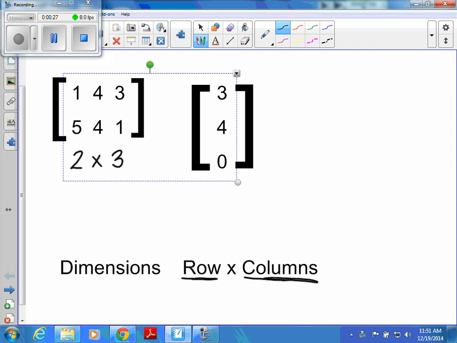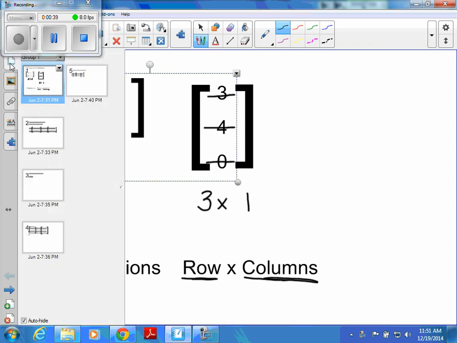If I want to name the dimension of the next matrix, how many rows are there? 1, 2, 3 rows by 1 column. Okay, next page.